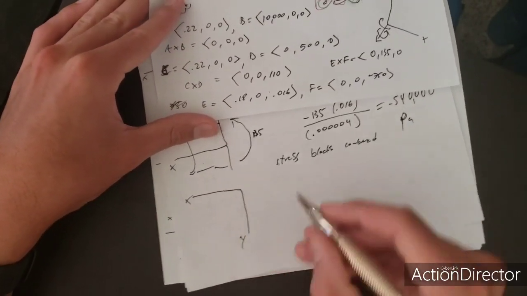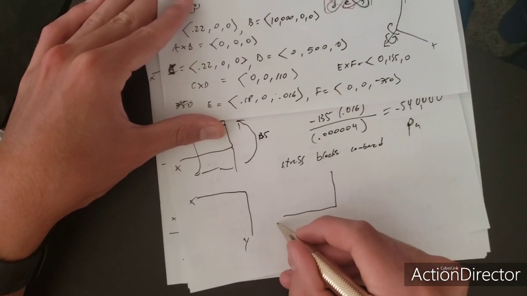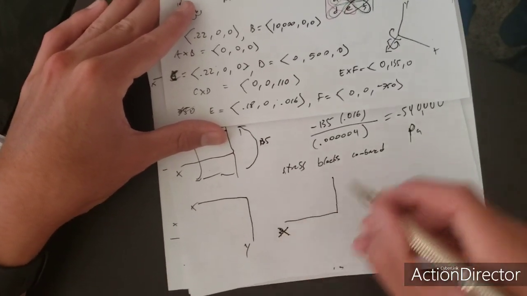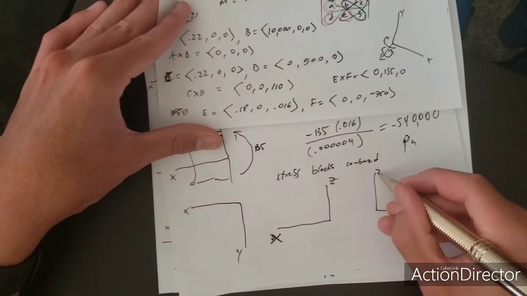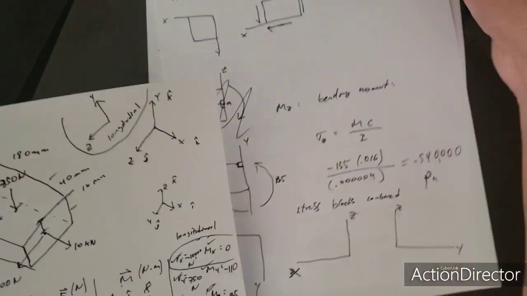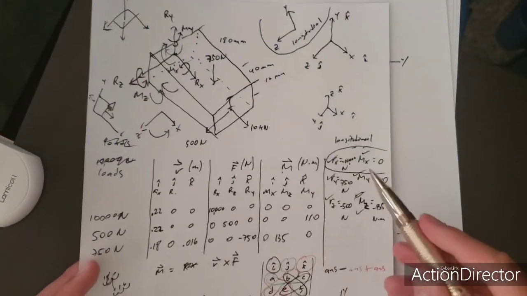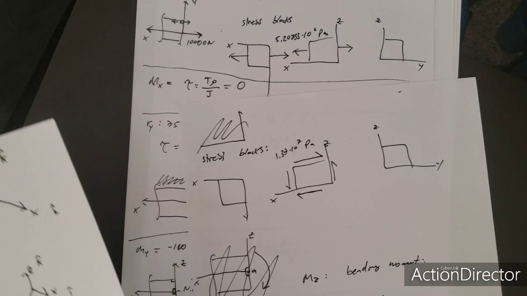Okay, XY. X. Nope. This is X, Z, and this is the Y. Okay, so for the first one, let's see. Did we find an answer for the very first one?